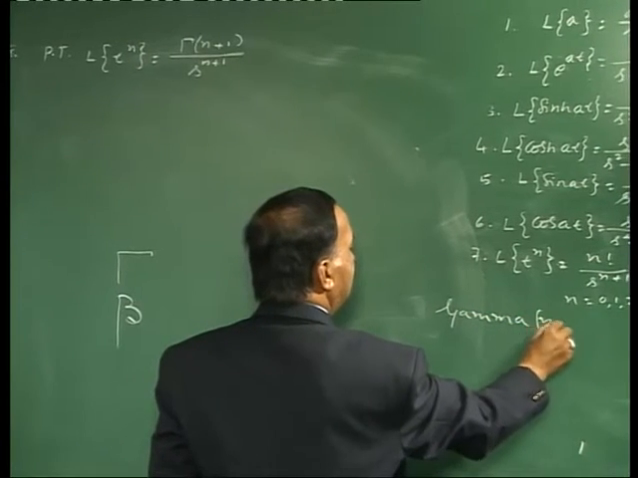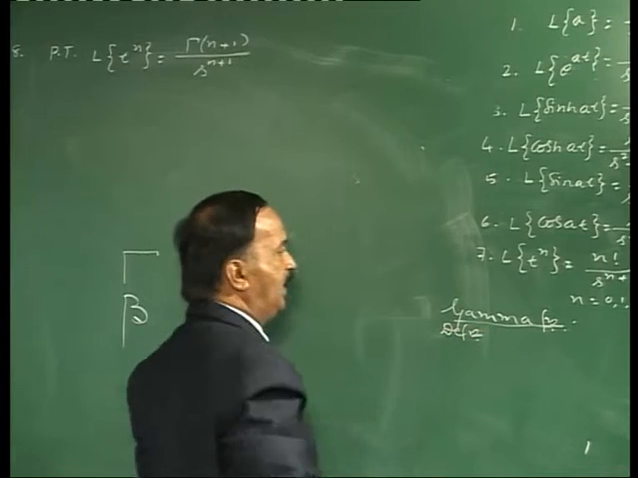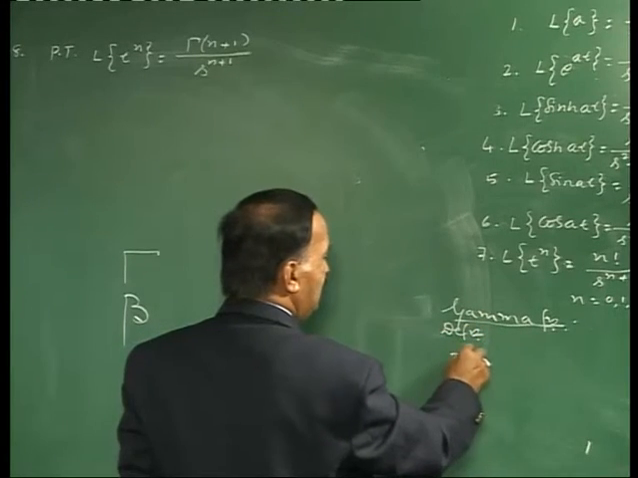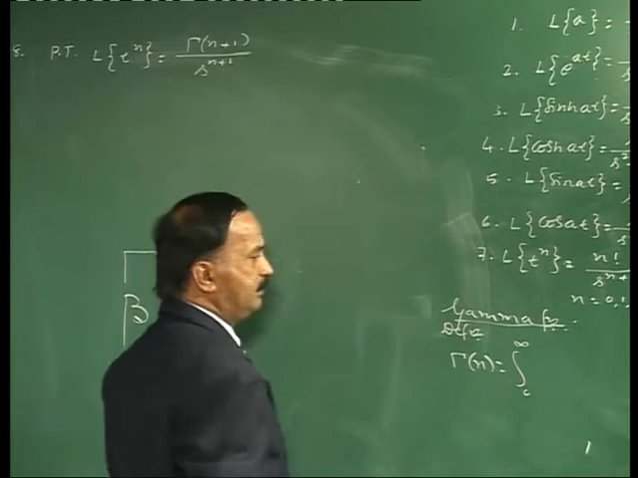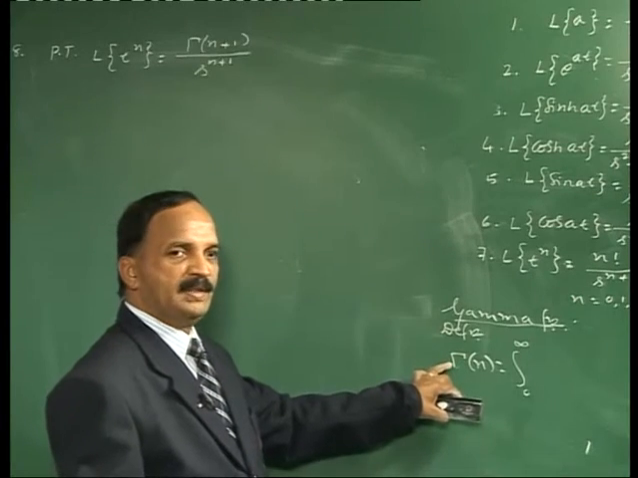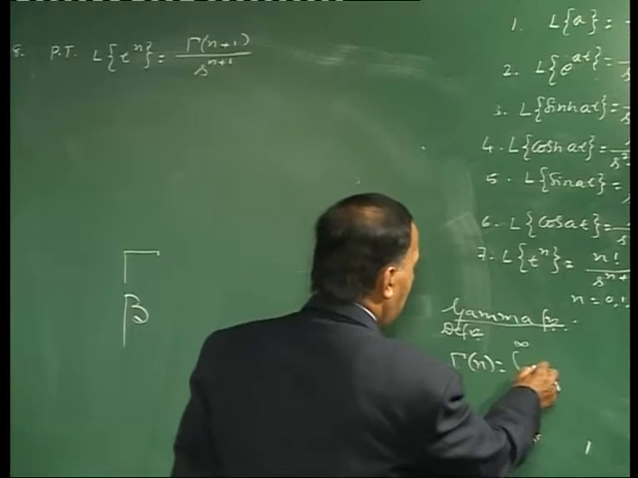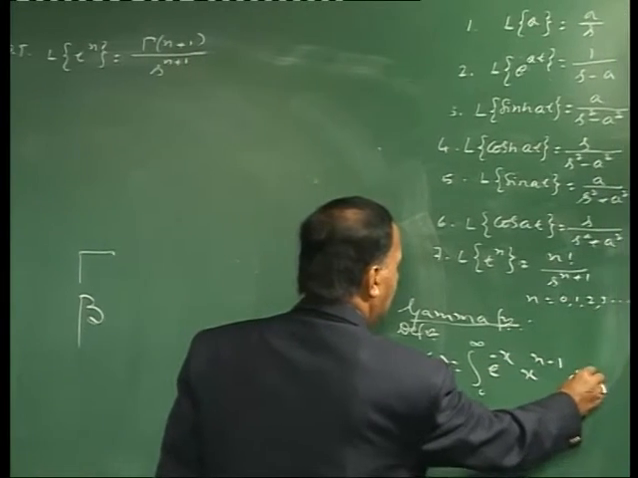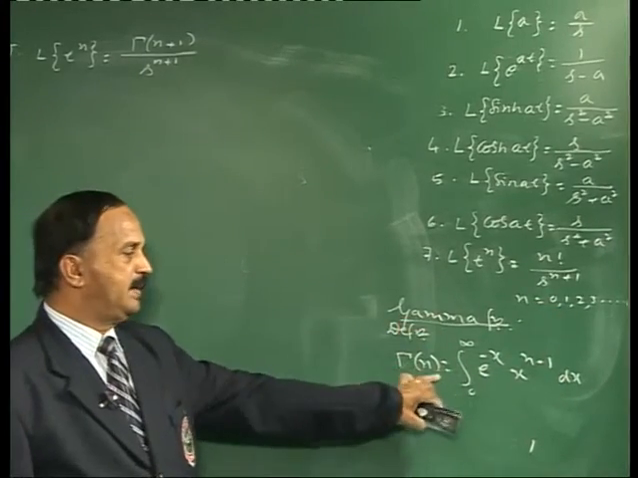The gamma function is defined as gamma n equal to the integral from 0 to infinity of e to the power of minus x, x to the power of n minus 1 dx. So this is the definition of the gamma function.